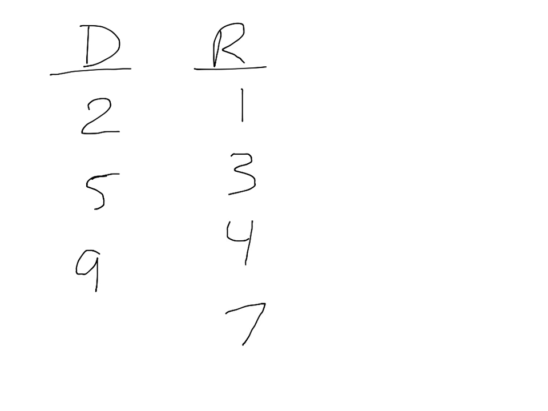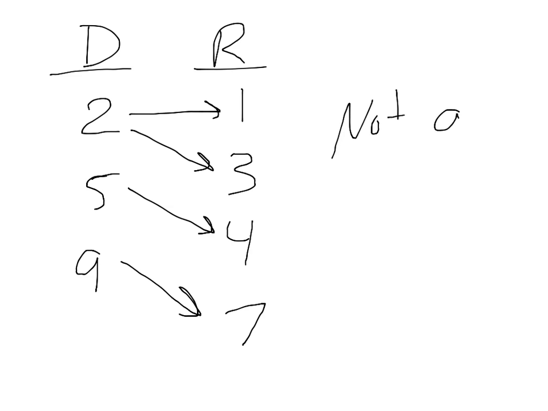Now look at this. Domain and range, 2, 5, 9, 1, 3, 4, 7. 2 goes to 1 and 2 goes to 3. 5 goes to 4. 9 goes to 7. Is this a function? And you're right, it is not a function. This is not a function because the number 2 has been paired with two elements in the range, a 1 and a 3. And in this case, it cannot be a function.